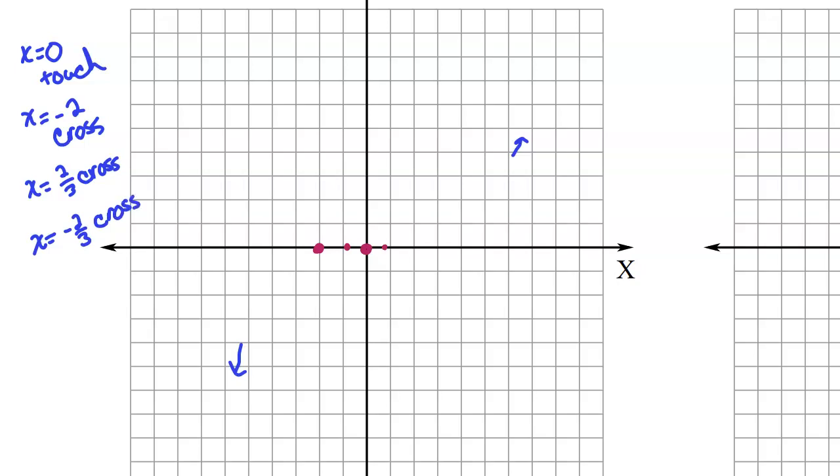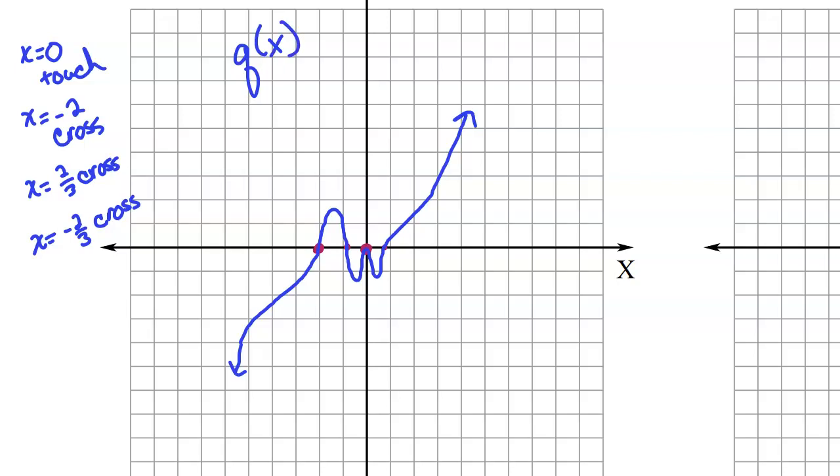Okay, so we come here, we go to negative 2, we cross. We go to a negative 2/3, we cross. We go to 0, we touch. We go to a positive 2/3, we cross, and we end. Okay? And so I'm going to erase this one, which matches up. So we have graphed, this is Q of x.